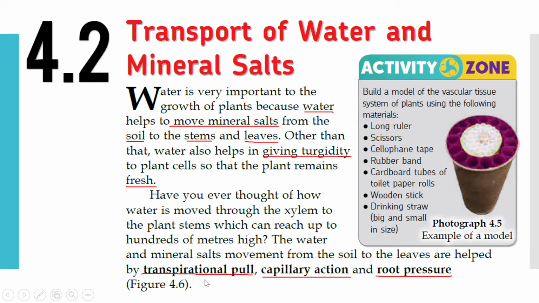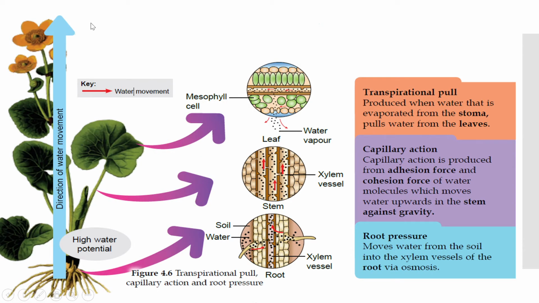So in this video, we're going to look at these three actions. So this is the plant, and look at the arrow over here. It says direction of the water movement, which is against gravity. And look at the red arrow over here. As you can see, let's start with the roots, the roots to the stems and to the leaves. So let's begin with this transpirational pull.